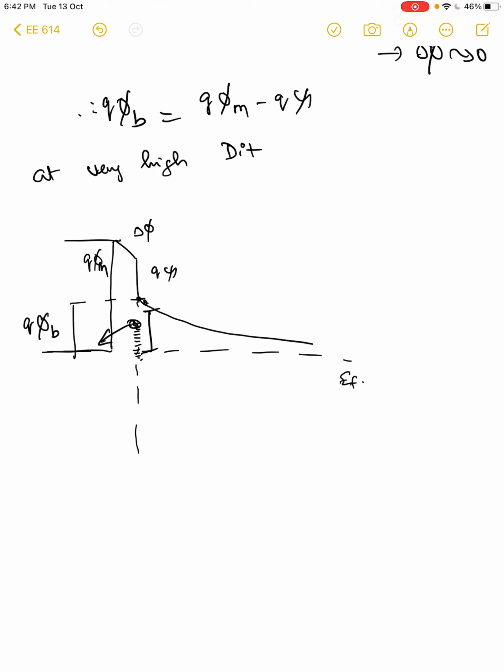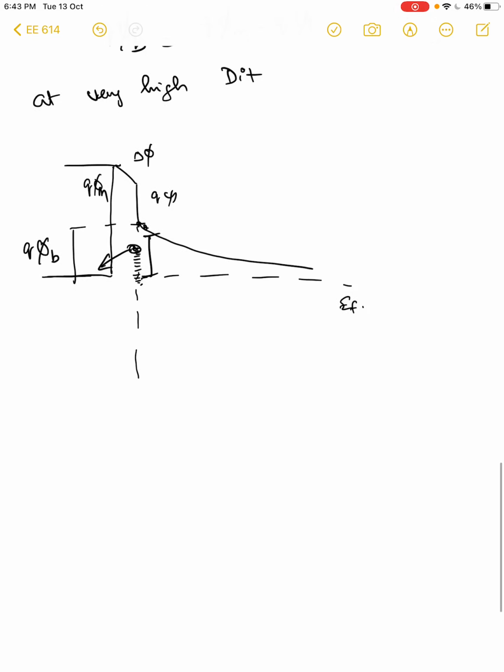And at the end of the day, your Fermi levels should match. So the barrier that the metal will face is the separation between the Fermi level and the conduction band edge in the semiconductor, which is just Eg minus Q psi naught. So Q psi B will always be Eg minus Q psi naught. So remember this.